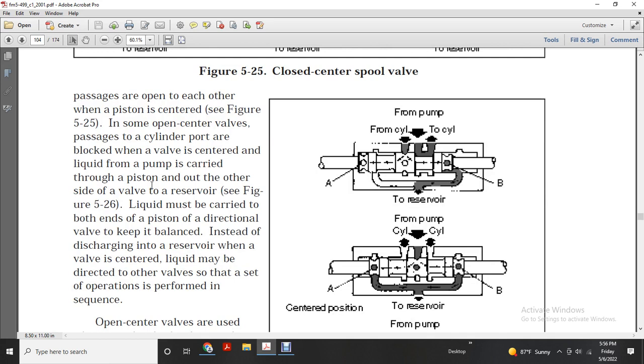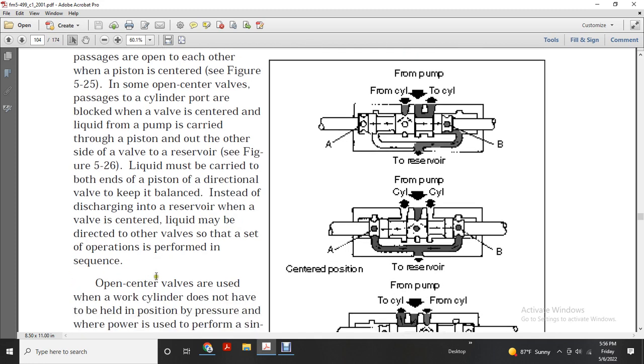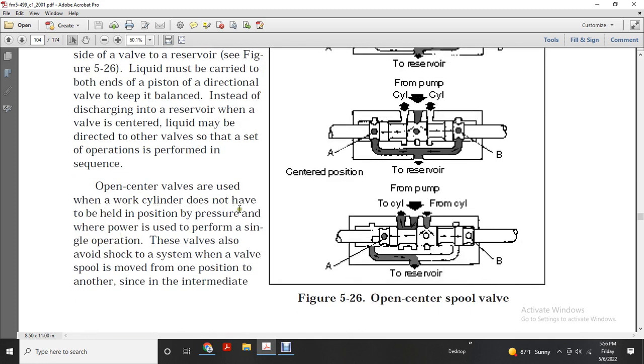See figure 526. The liquid must be carried through both ends of the piston directional, keep the imbalance instead of discharging to the reservoir. When the valve is the same, the liquid may be directed to the other valve set with the operation performed in sequence. The open center valve with the use of the working cylinder does not have to be held in position pressure for the power to perform single operation valves. Also, shock for the system valve with the spool move from one position to the other since the intermediate.